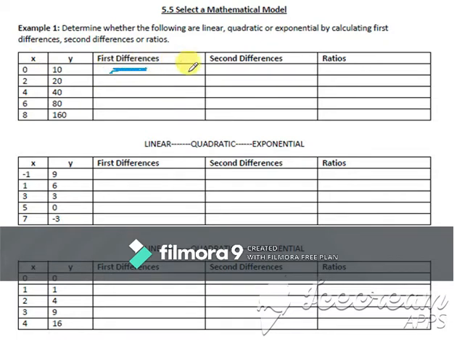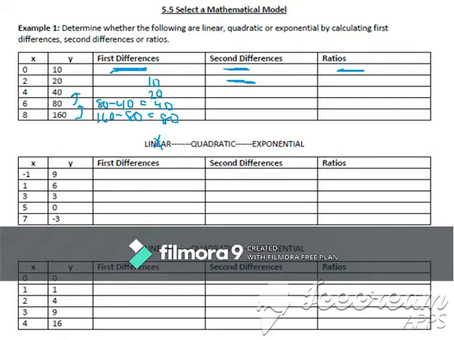First differences, we're not going to have these specific boxes filled in. So we're going to go up the y-axis. We're going to go 160 minus 80. We're going to get 80 minus 40. Okay, so we get 80. We get 40 for that one, and we're going to keep going, 20 and 10. Okay, these are not constant, so it's not linear. Let's keep going.